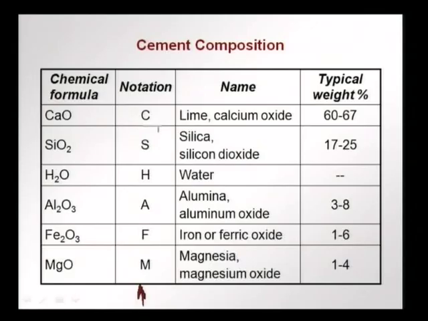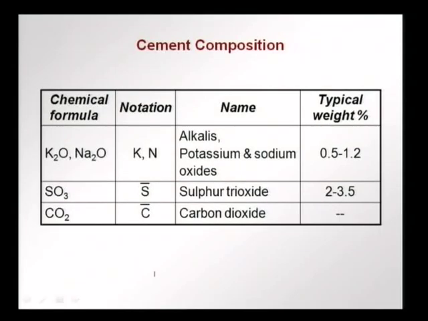Calcium oxide is denoted as C, silica as S, water as H, alumina as A, iron oxide as F, magnesium oxide as M, potassium oxide and sodium oxide as K and N respectively, sulfur trioxide as S bar and carbon dioxide as C bar.